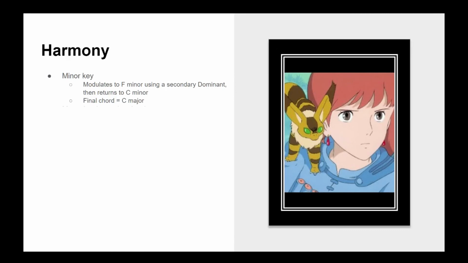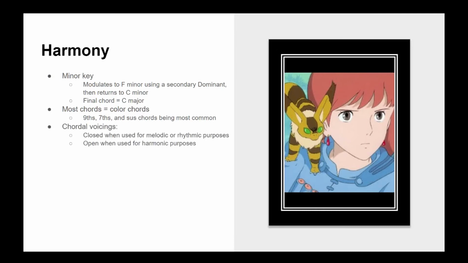This modulation uses secondary dominance, just like with the previous three pieces that we've seen. Then, the whole piece ends on one final modulation when it switches to C major for the very last chord. Looking at the chords, we find the vast majority to be color chords, with ninths and sevenths and suspended chords all being common. In the same thread, the chords are often written in closed voicing when used for rhythmic or melodic purposes, and in open voicings when used for harmonic purposes like arpeggios or suspended chords.